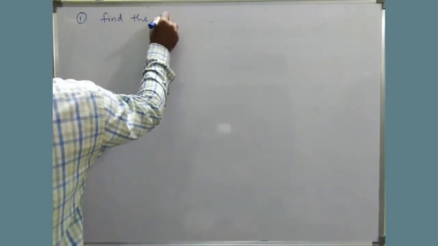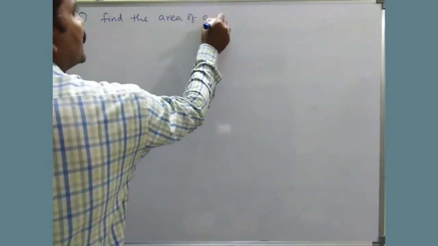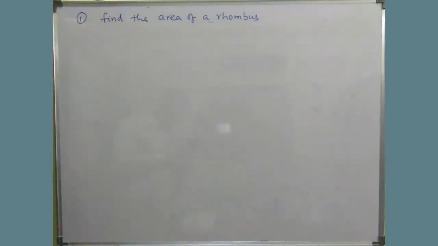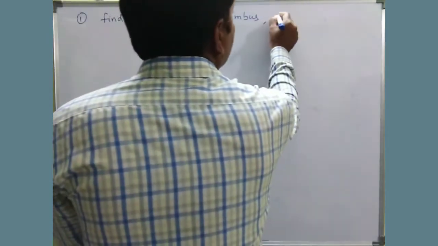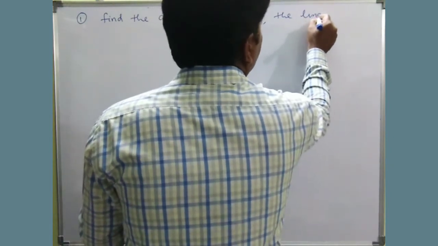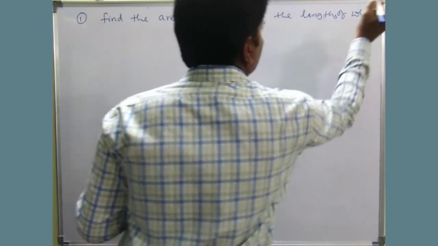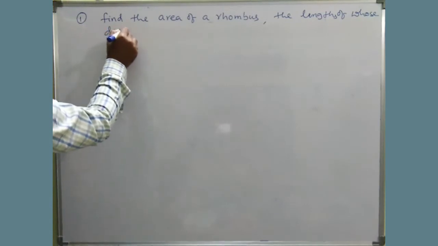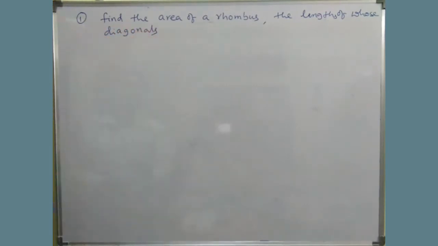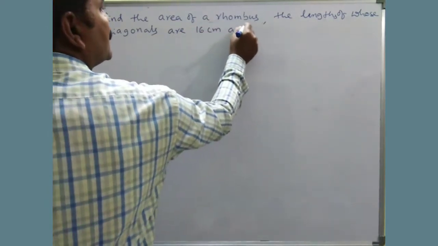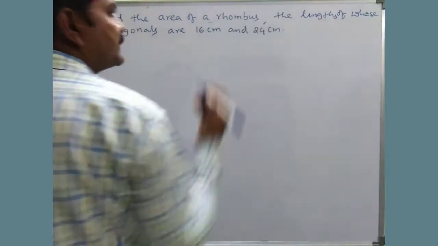Find the area of a rhombus. Find the area of a rhombus provided that the lengths of whose diagonals are 16 centimeter and 24 centimeter.